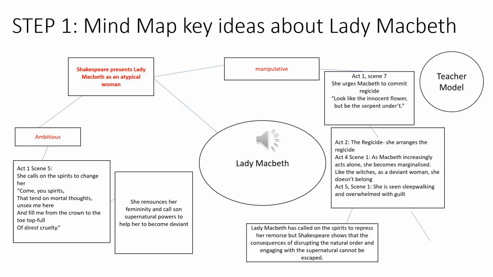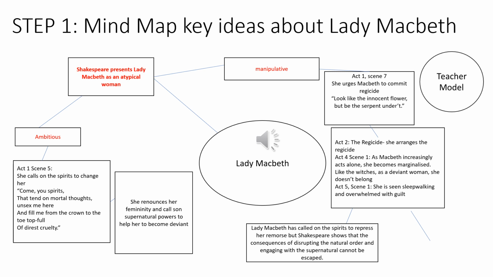Okay, so here is the modelled example of that mind map. There are a number of points, but I think the main one that you'd want to be focusing on in a response to Lady Macbeth is that she is an atypical woman. That means that she does not fit the normal conventions or stereotypes of a woman at that time. There's a few reasons for that.